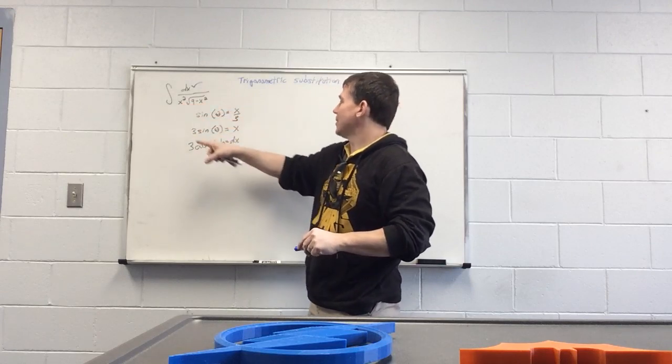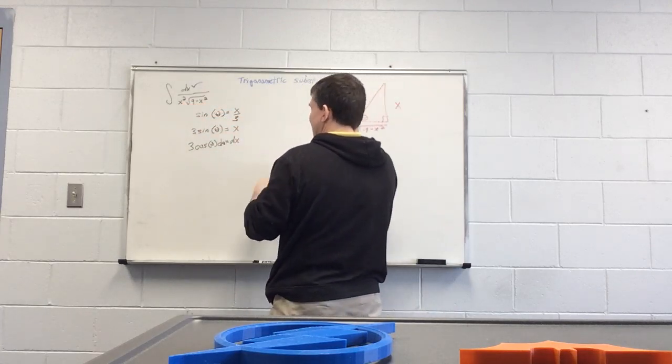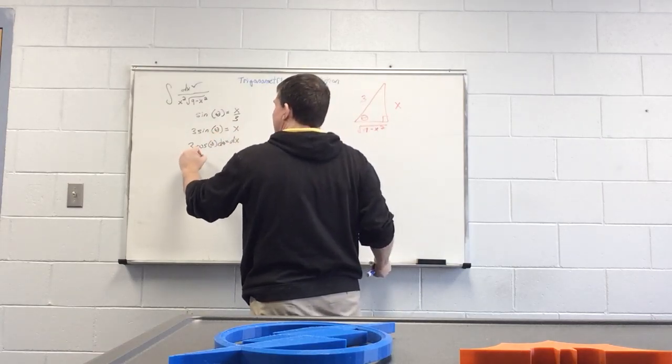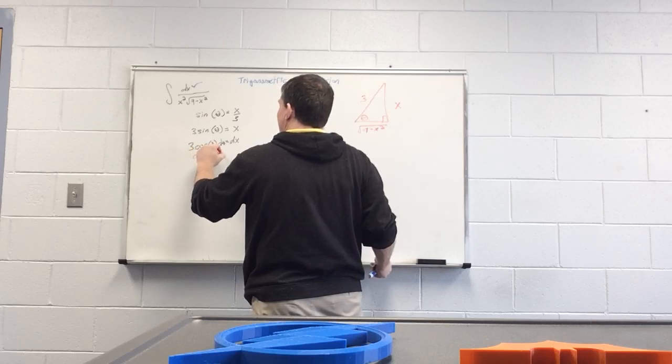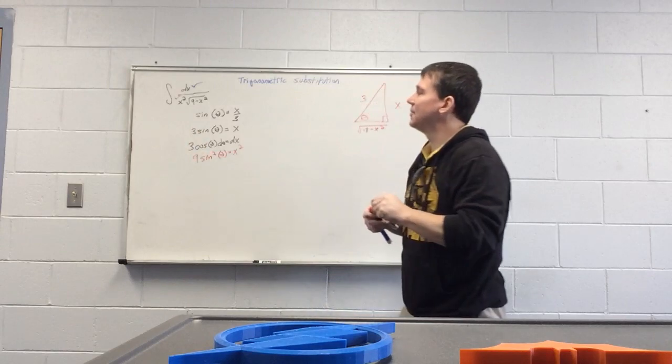I need an x squared. I have an x here, so to get x squared, we'll do this in red, square both sides. 9 sine squared theta equals x squared. Now that part's taken care of.